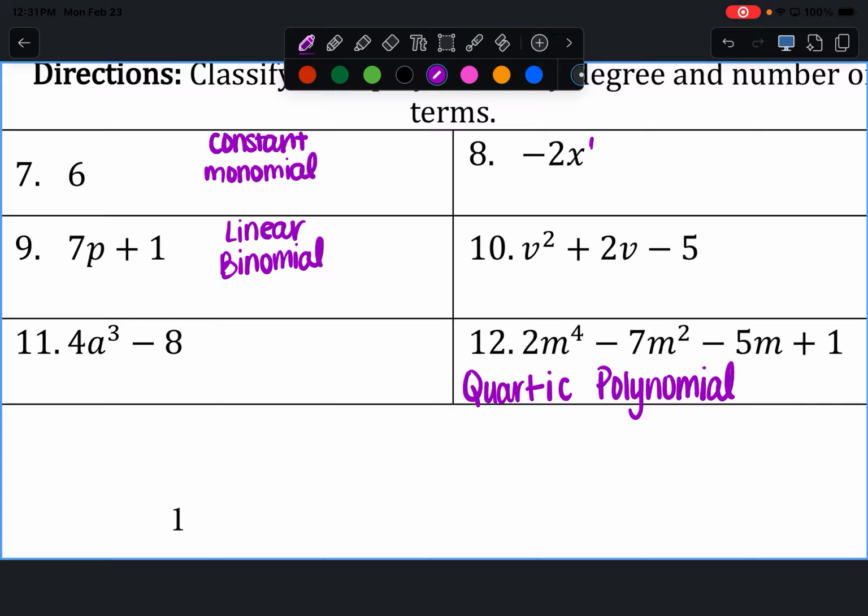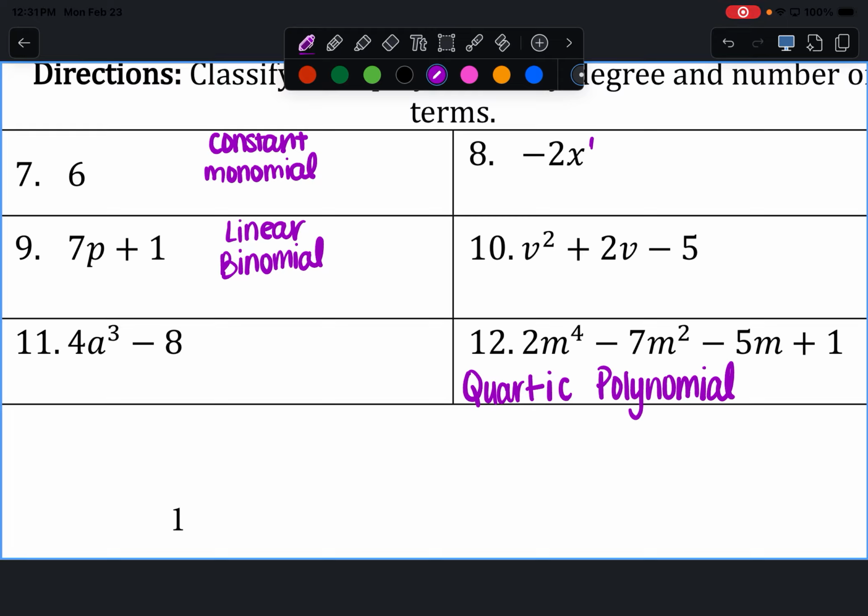What about number 10? Quadratic trinomial. Has an exponent of 2, so it is a quadratic, and it has 3 terms, so it is a trinomial. What about number 11? It is a cubic binomial. Okay, so that is all you have to do to be able to classify them. Okay, is name that thing.